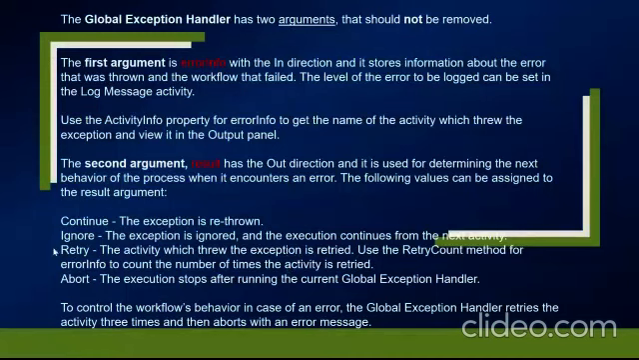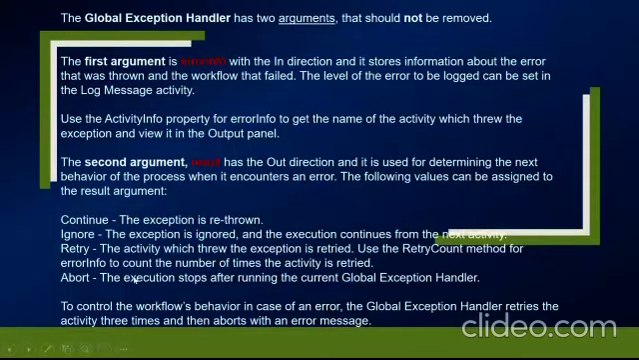By default the process has 3 retries. If you want to program based on your requirement, you can change from 3 to 2, or if you want to change to 5, it is flexible. Next is abort. The execution stops after running the current global exception handler. To control the workflow's behavior in case of an error, the global exception handler retries activities 3 times and then aborts with an error message. That is how it is programmed.